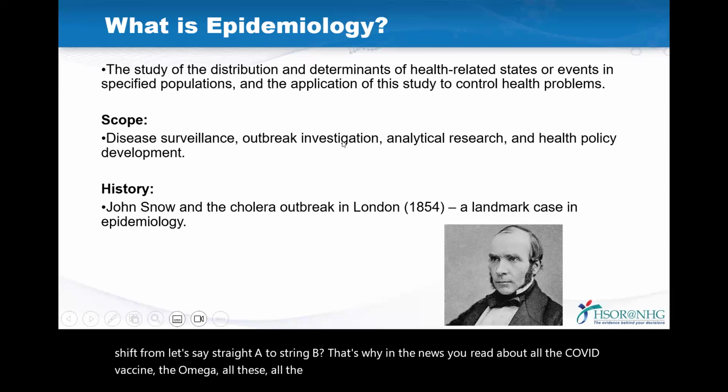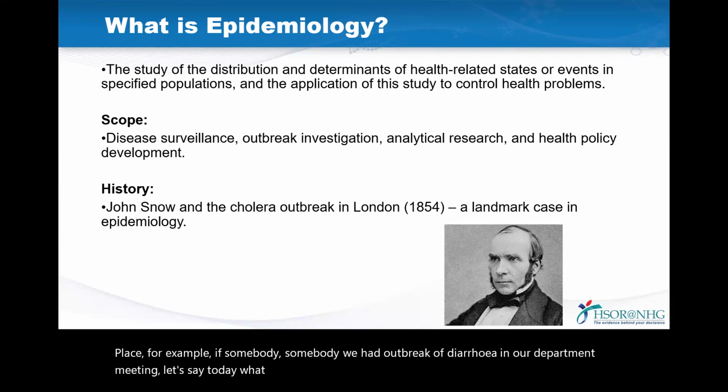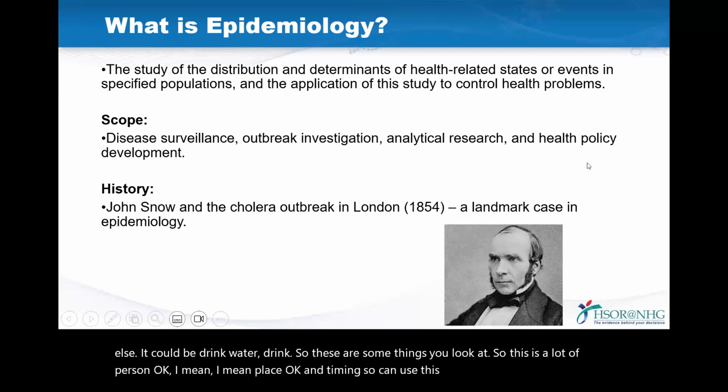Next, outbreak investigation. Basically, there are a few cases. Anyone remember the bite dance? What happened was there were some food poisoning cases. An outbreak is usually more than three cases. So you need to have a few cases, more than usual, and then you go and investigate, especially if it's the same place. For example, if we had an outbreak of diarrhea in our department meeting today, what is the likely cause? The mooncake, yes. Or it could be something else, like the drinking water. These are the things you look at: person, place, and timing. You can use this for analytical research and health policy development.